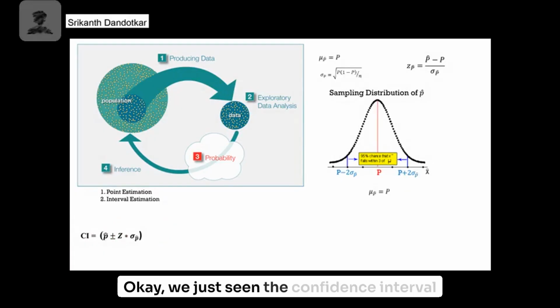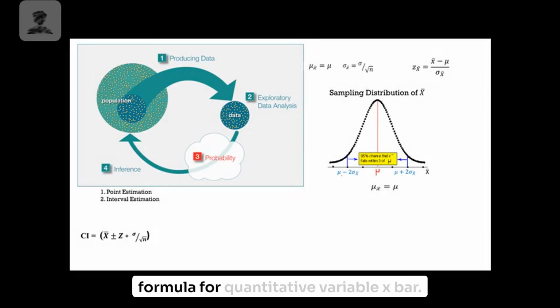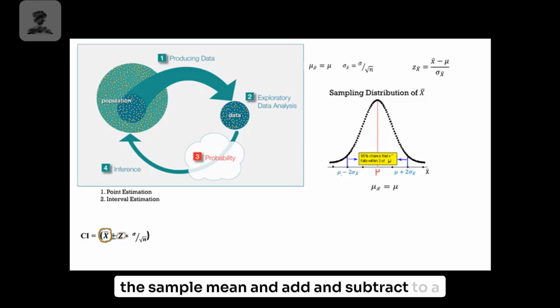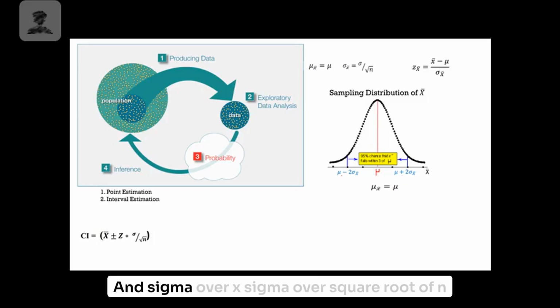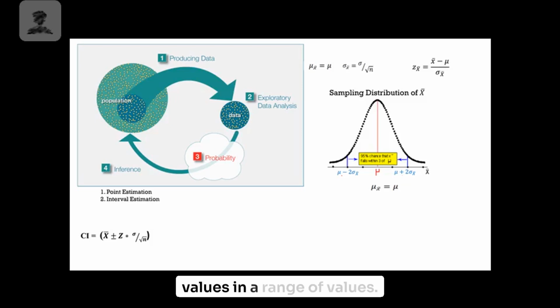Okay, we had just seen the confidence interval formula for quantitative variable x bar. We said that for a given confidence interval, the population mean can be estimated by taking the sample mean and adding and subtracting a number, which is basically the margin of error, which is z times the sigma x bar. Z is equivalent to the confidence multiplier, which is 2 if it's 95%, and sigma over square root of n represents the sigma x bar, which is the standard deviation. So this is how you estimate the population values in a range of values.